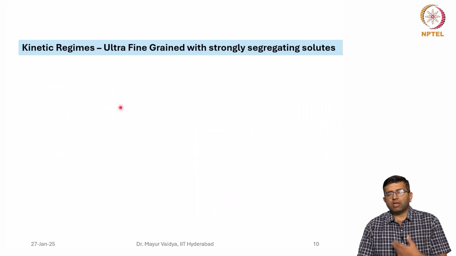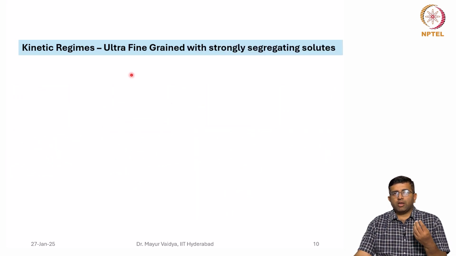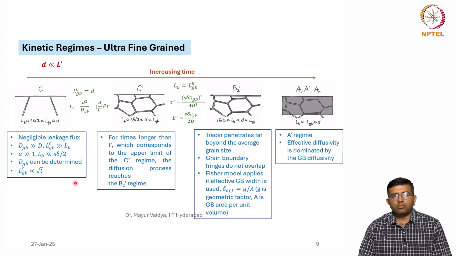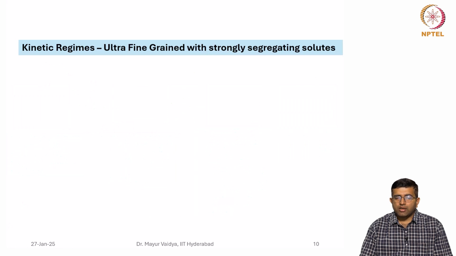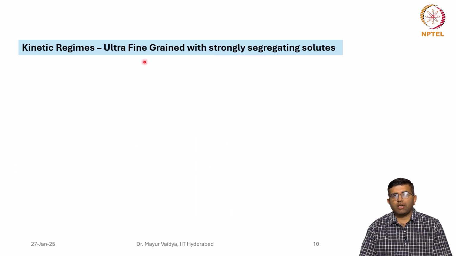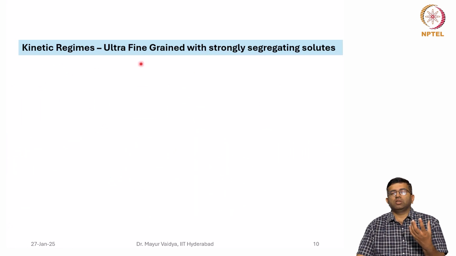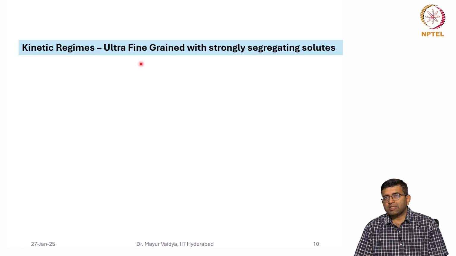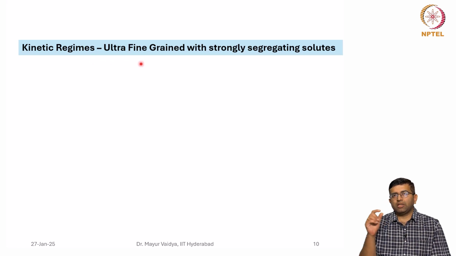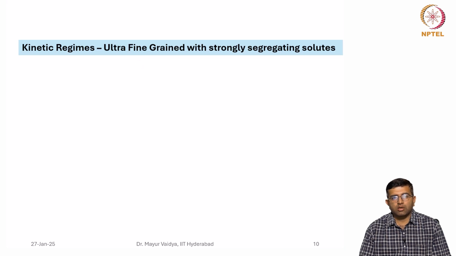So, the special cases are the ones where, so far, although the S is there, the S value is very close to unity. So, the role of S is not so prominent when we consider these previous three cases. But there are materials in which the ultra fine grain structure is there, and then strongly segregating solutes are present. So, that is why the S plays a certain role here.